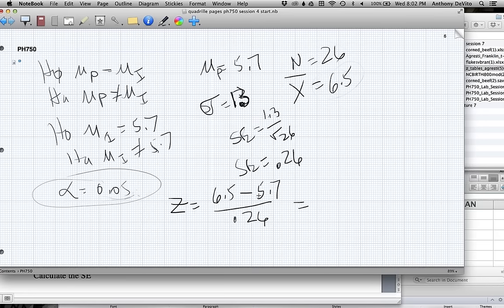How far apart are these two means? That's going to be 0.8 over 0.26, which is going to be 3, I'm going to call it 3.1. That's a pretty big number for a z-score, right? So I could actually predict a probability. I could go to the table. I'm just going to guess that the table is going to find the p-value 0.002 or something like that. And I'm going to double it because it's two-sided. So I'm going to say the p-value is 0.004, roughly.